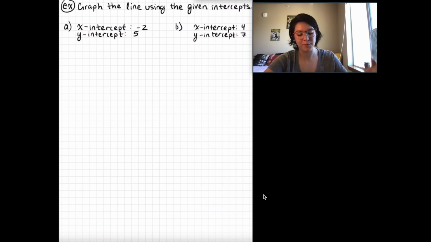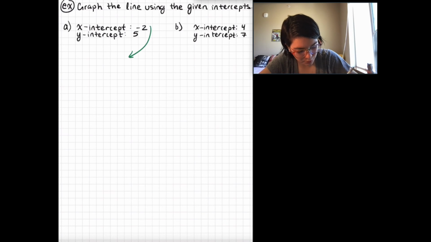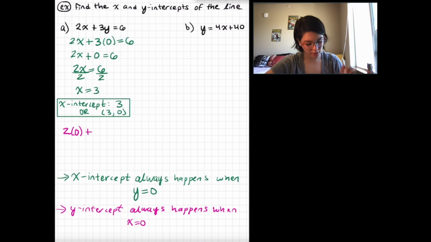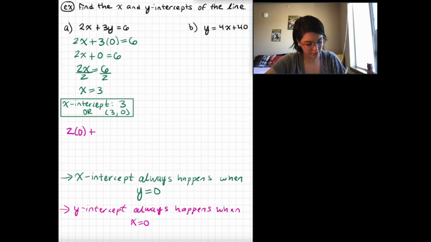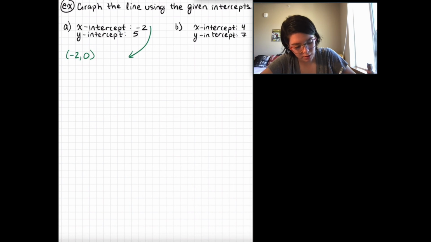Let's look at the next example. We're asked to graph the line using the given intercepts. So we're kind of doing the same idea, but this time we're going backwards. So before we had to find the intercepts, and now we're trying to find the line using the intercepts. Okay, so since we're given that the x-intercept is negative 2, we can write this as the coordinate point negative 2, 0. Since remember, our x-coordinate meant that we plugged in 0 for y. So we plugged in 0 for y, and we got negative 2.